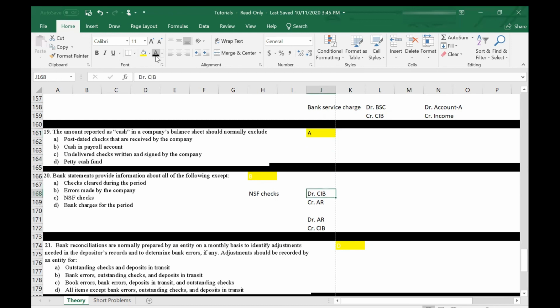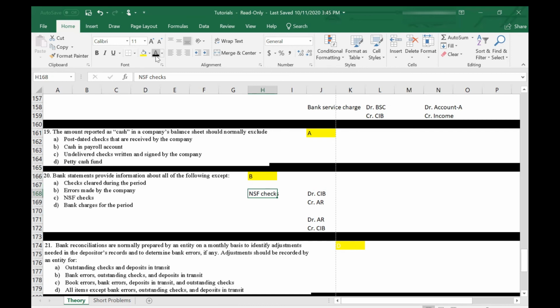Number 20. Bank statements provide information about all of the following. Checks cleared during the period, of course, will be reflected in your bank statement. B, errors made by the company. Of course, the bank will not be able to know the errors that you committed. So the answer here is letter B. Of course, the bank statement will also reflect the NSF checks, the non-sufficient funds checks during the period, and the bank charges for the period.